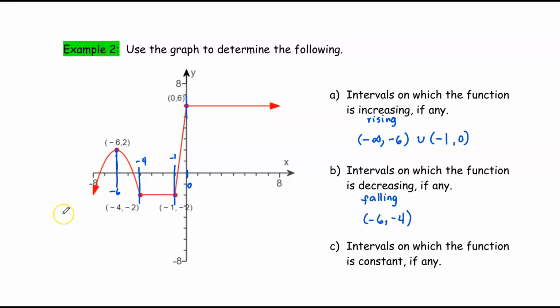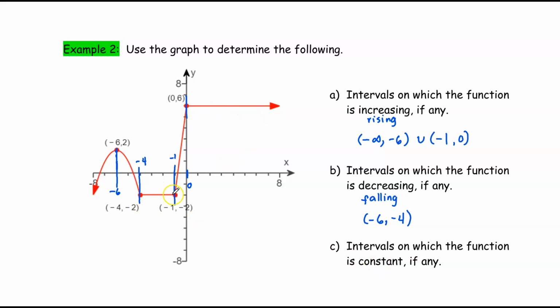Union. All right, so is there any other interval for which the graph is falling? There's none. So that's the only interval for which the graph is decreasing. Now, the intervals for which the graph is constant, that means no change.